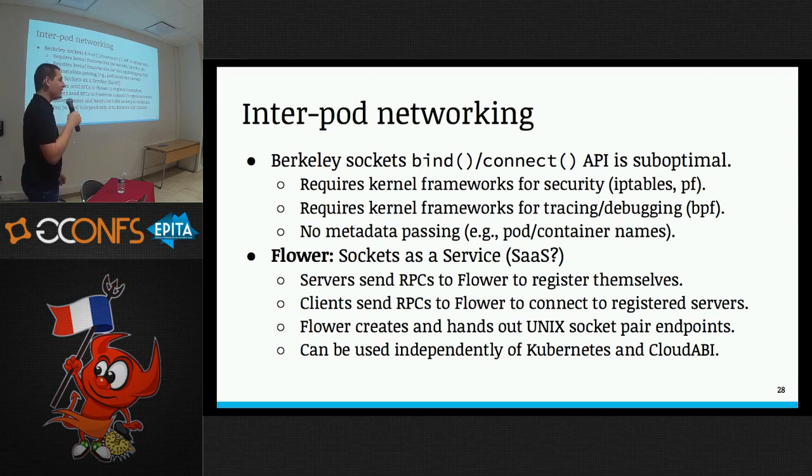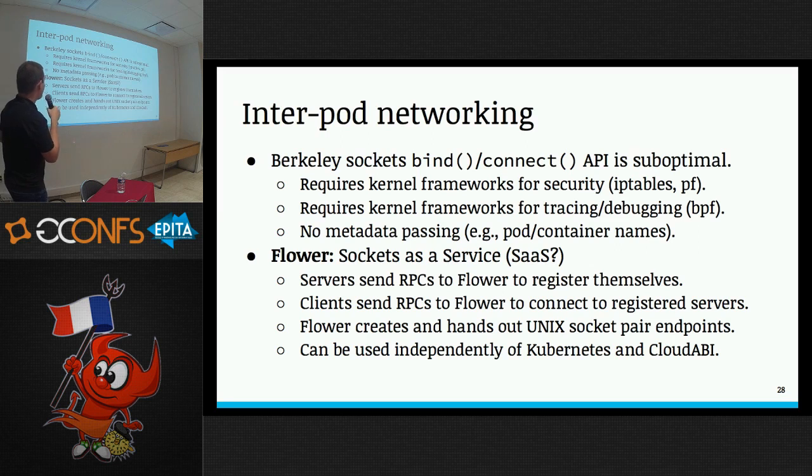I started to realize after some time that the way that CloudABI did its networking, or well, Kubernetes does its networking for what it's worth, is fairly suboptimal. And this basically boils back to some of the slides I gave earlier during my talk, that IPv4 is easy to exhaust, etc.